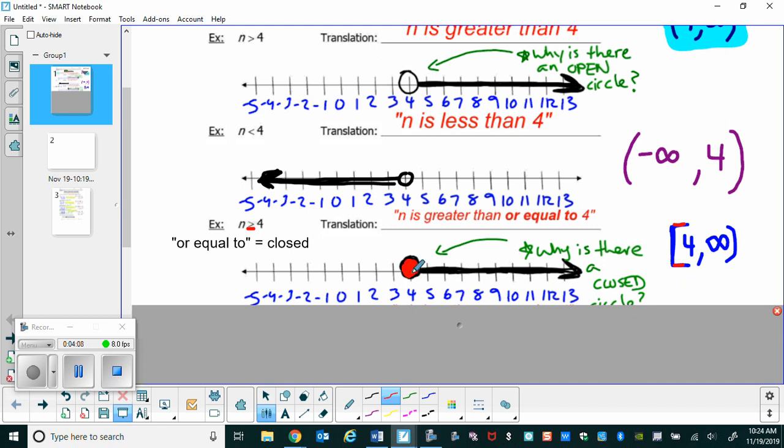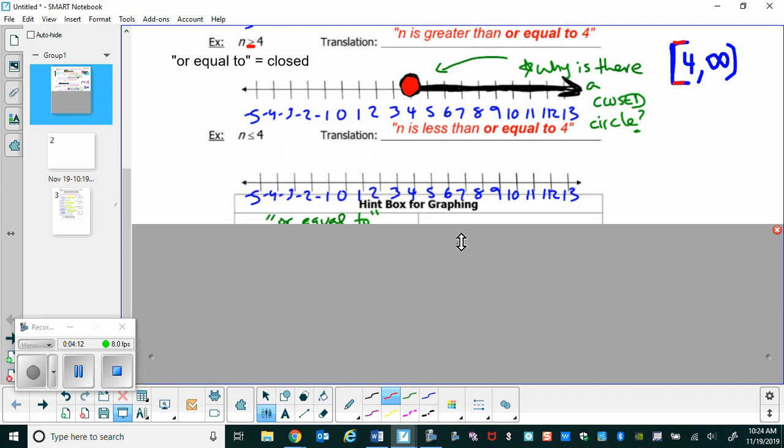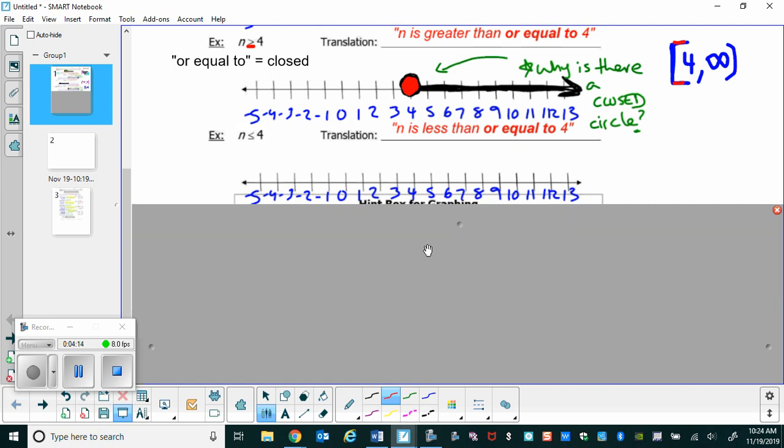That's the extra little thing for the or equal to. All right, and now for the last one, we've got that n is less than or equal to 4. So here's your 4. Because of the or equal to, it's a closed circle, and less than, we're going to shade this way. So in interval notation, you had your 4, then you shaded back this way to the left.